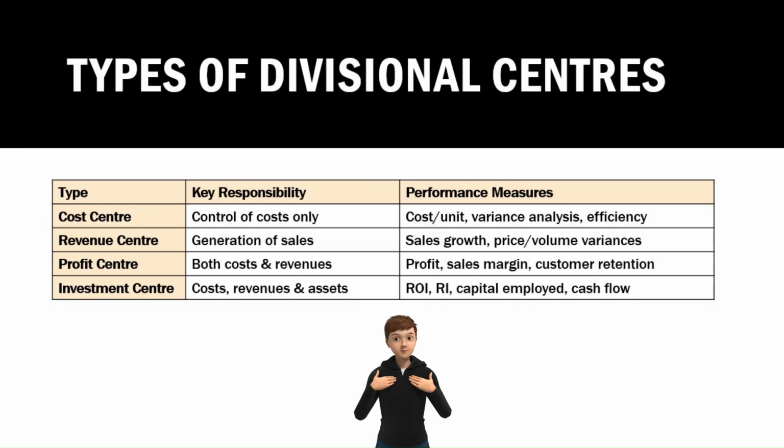A cost center focuses on cost control only, for example, an IT department. A revenue center aims to maximize sales but doesn't control costs. A profit center manages both costs and revenues, such as a restaurant branch. An investment center handles costs, revenues, and capital employed, like an entire business unit. Investment centers are measured using return on investment, ROI, and residual income, RI.